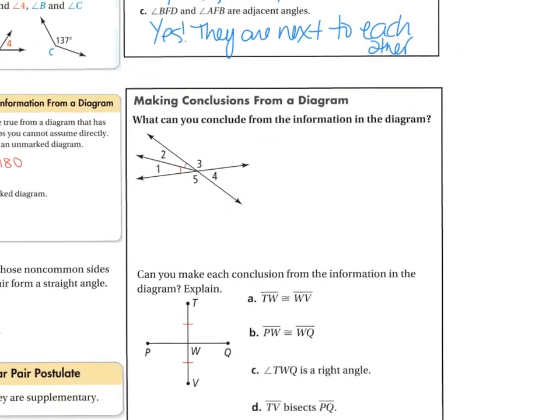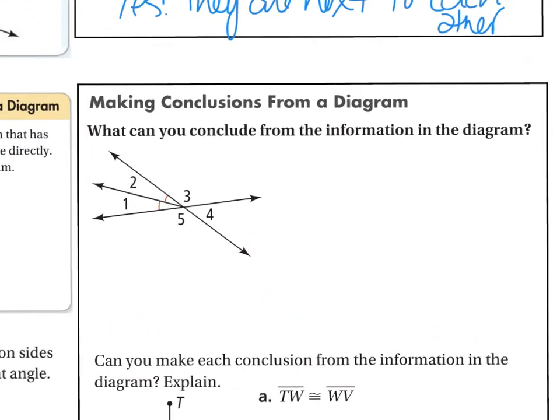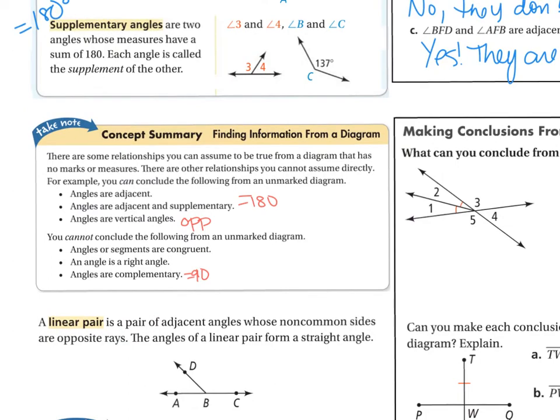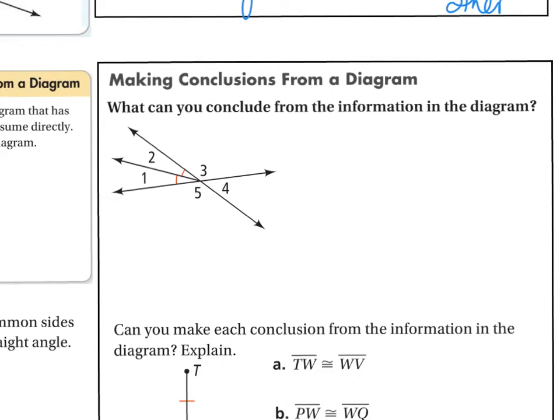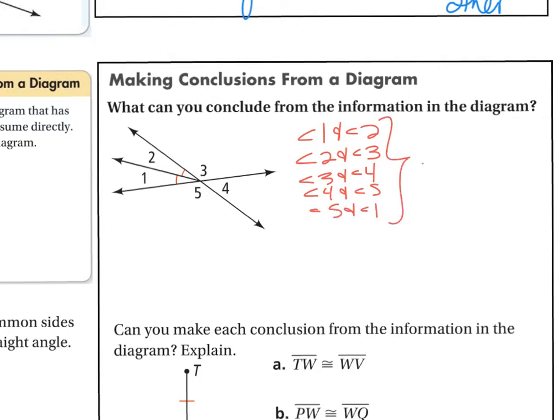Okay, let's go to this one. What can you conclude from the information in this diagram? Well, if you look back over here, it said you can see that angles are adjacent. So let's list all of the adjacent angles, and there's quite a few. Angle 1 and angle 2, angle 2 and angle 3, angle 3 and angle 4, and angle 4 and angle 5. There's no 6. Angle 5 and angle 1. I think I have all of them. So all of those are adjacent.